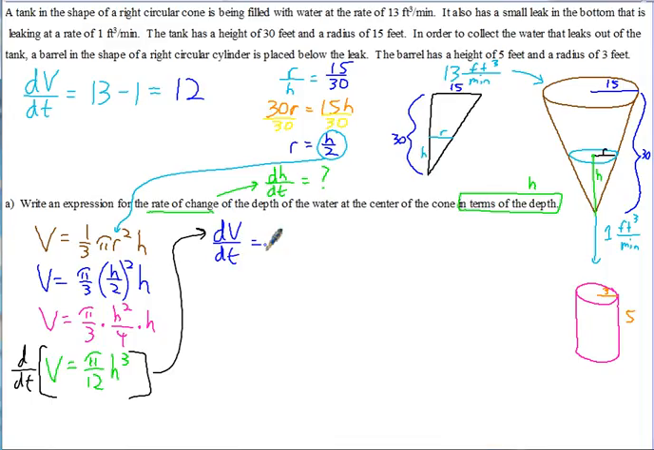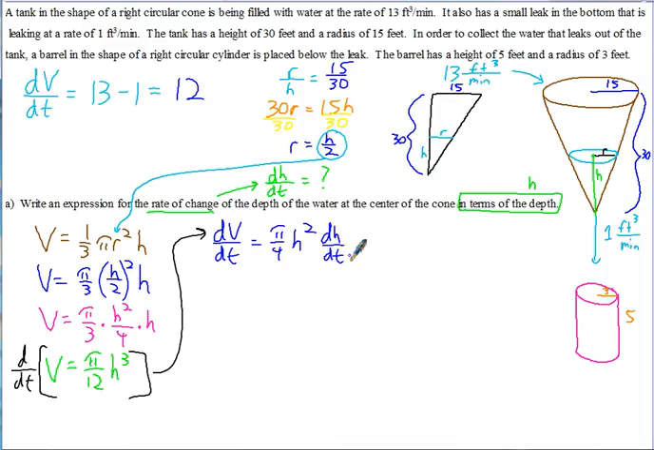equals pi over 12 h cubed. That's where you'd use the power rule. So you bring down the 3 times pi over 12. Well, 3 goes into 12 4 times, so that would reduce it to pi over 4. And then the exponent reduces by 1, h squared. But then we need, since h doesn't match up with t, dh/dt.